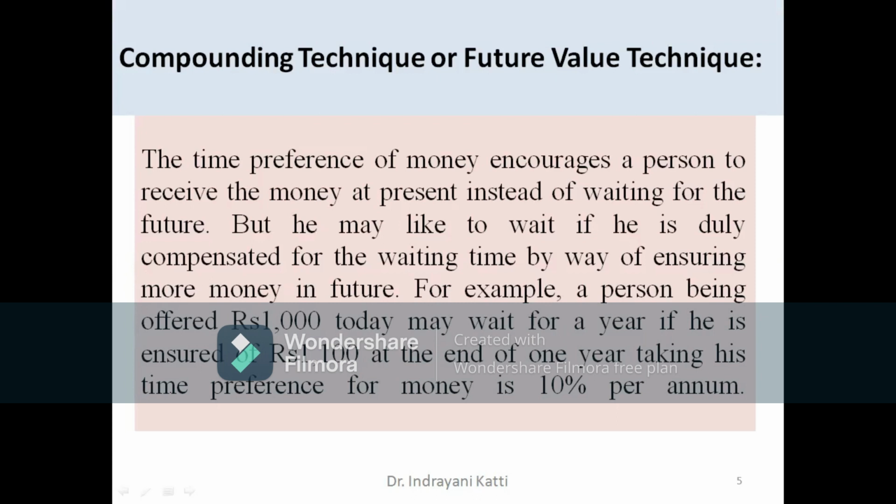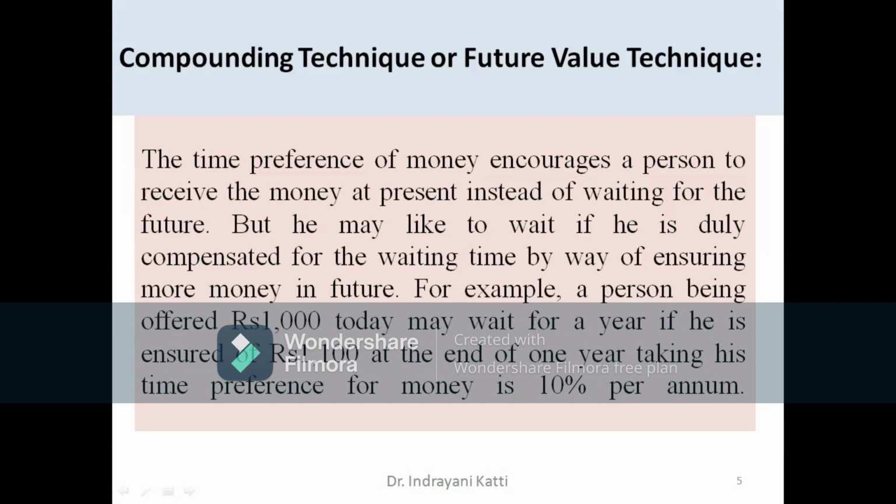So let's come to the compounding technique, or future value technique. The time preference of money encourages a person to receive the money at present instead of waiting for the future, right? But he may like to wait if he is duly compensated for the waiting time by way of ensuring more money in future. For example, a person being offered rupees 1,000 today may wait for a year if he is assured of rupees 1,100 at the end of 1 year, taking his time preference for money as 10% per annum.